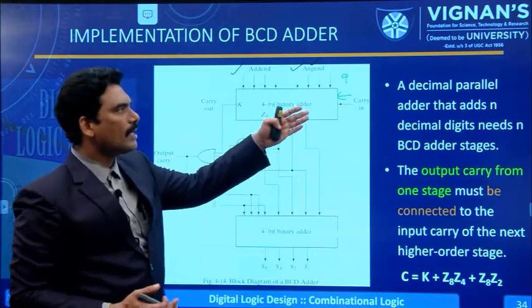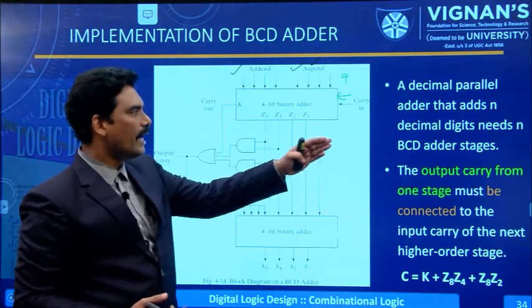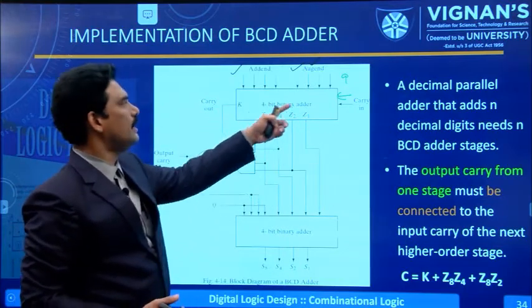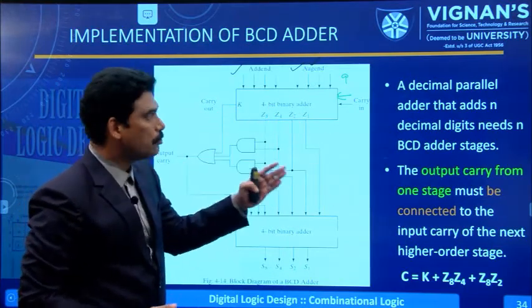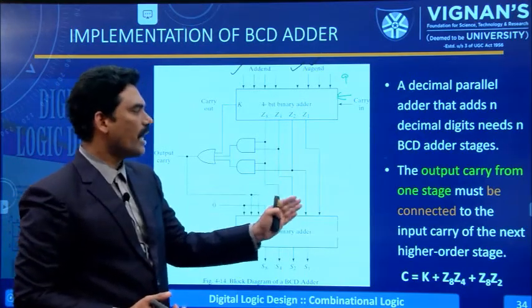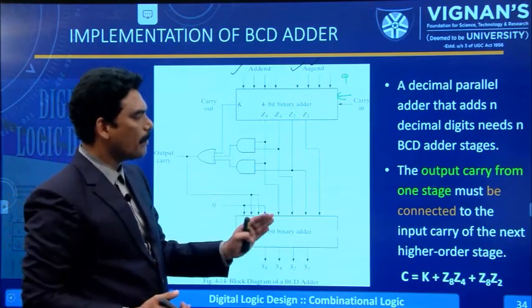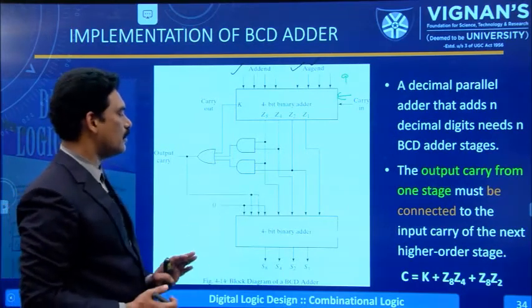A decimal parallel adder that adds n decimal digits needs n BCD adder stages. The output carry from one stage must be connected to the input carry of the next, higher order stage. That is, C is equal to K plus Z8 Z4 plus Z8 Z2.